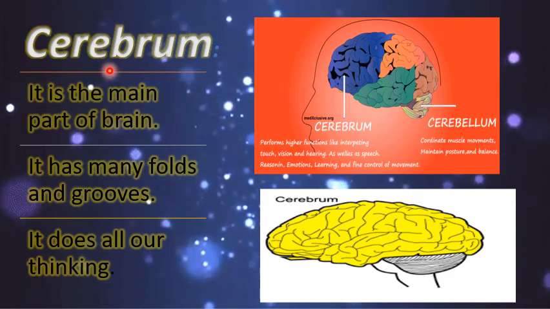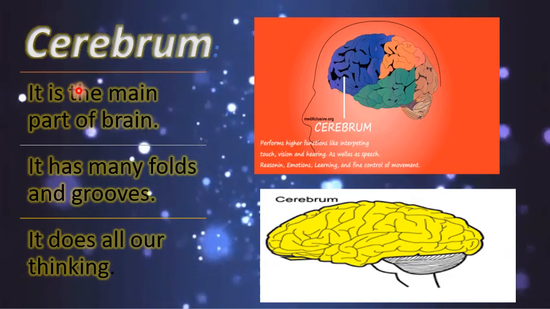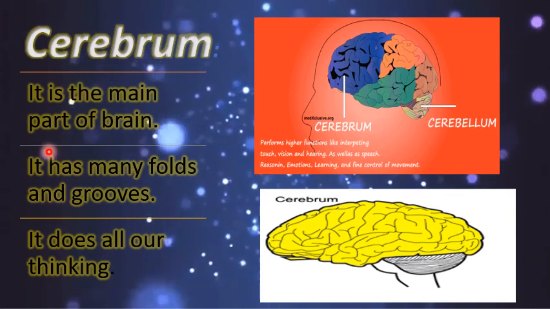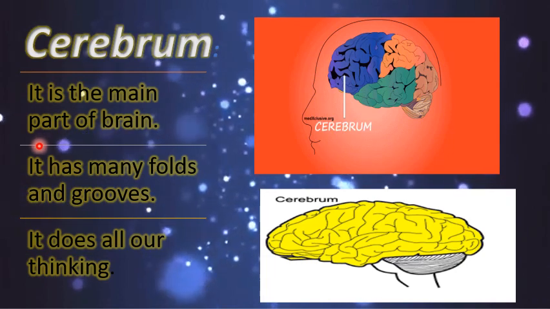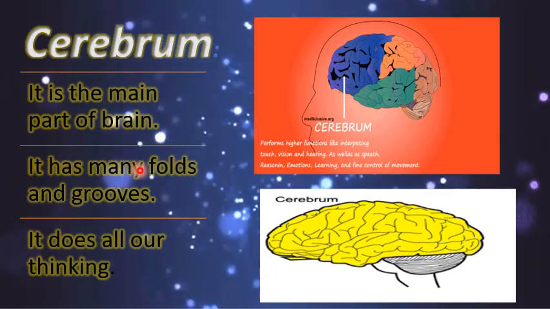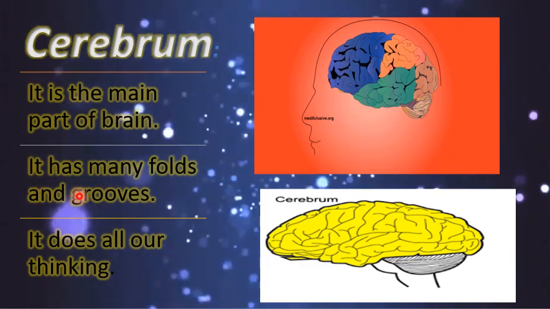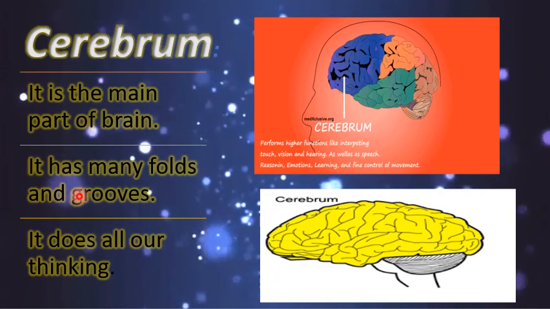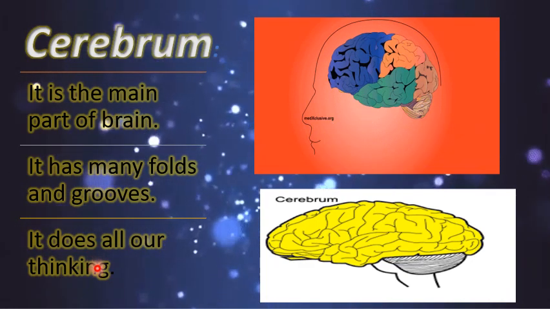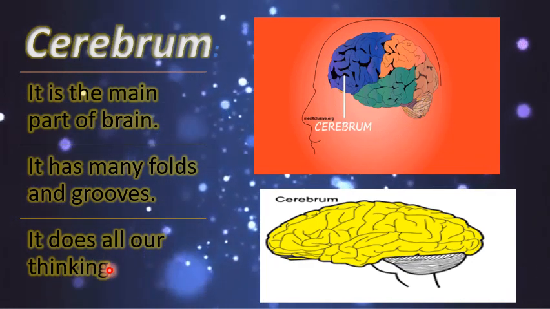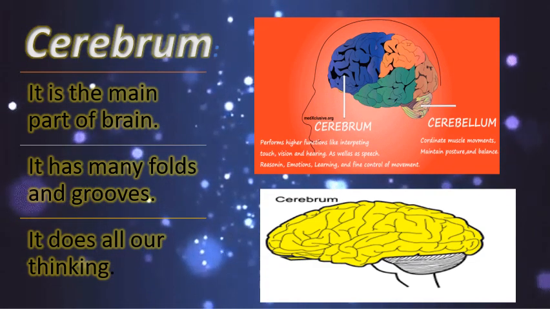So what is the cerebrum? The cerebrum is the main and the largest part of the brain. If we talk about its structure, it has many folds and grooves. And if we talk about its function, it does all our thinking. Apart from thinking, our sense organs are controlled by the cerebrum. Got it?